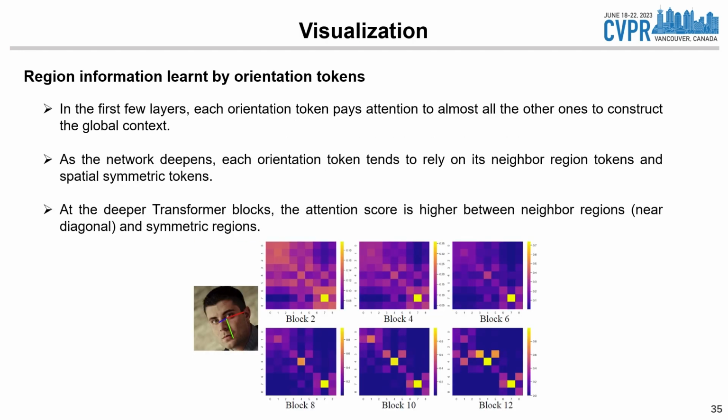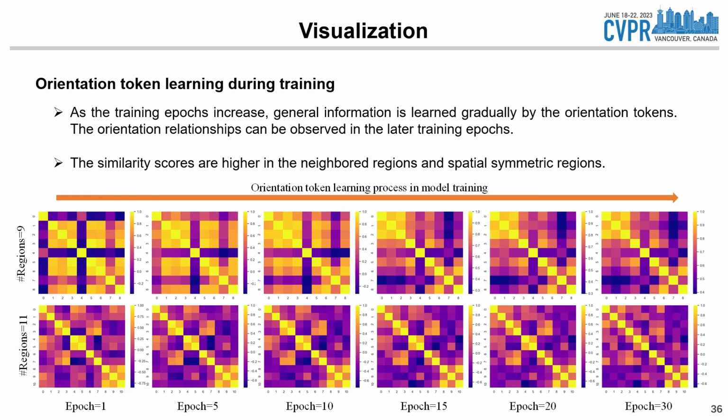Next, we visualize the attention interactions among orientation tokens in different transformer blocks in inference. We can observe that as the network deepens, each orientation token tends to rely on its neighbor region tokens and spatial symmetric tokens. More visualizations are provided in the supplementary material.